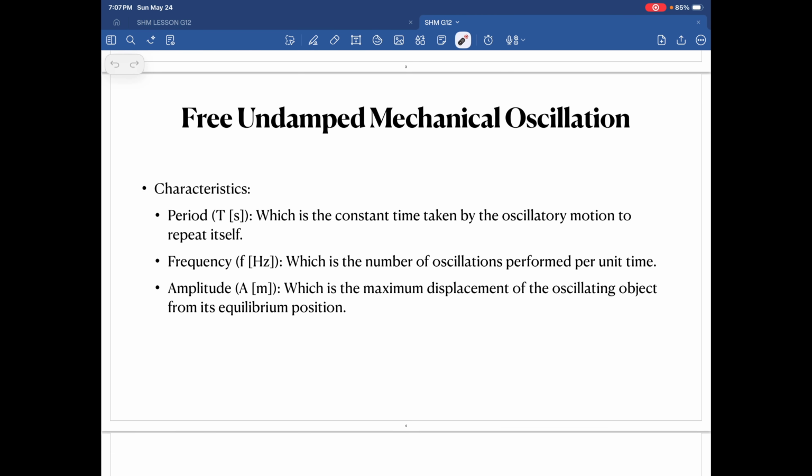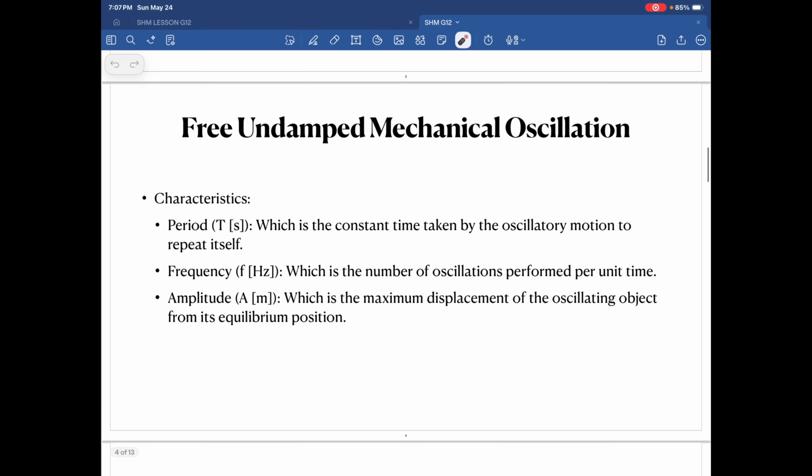Now we are going to discuss the characteristics of the free undamped mechanical oscillation, and those are, as you are familiar with those terms from previous years, the period measured in seconds, the frequency measured in hertz, and the amplitude, which is measured usually in meters. And so what are the period, the frequency, and the amplitude? The period is the constant time taken by the oscillatory motion to repeat itself. The frequency is the number of oscillations performed per unit time, and the amplitude is the maximum displacement of the oscillating object from its equilibrium position.